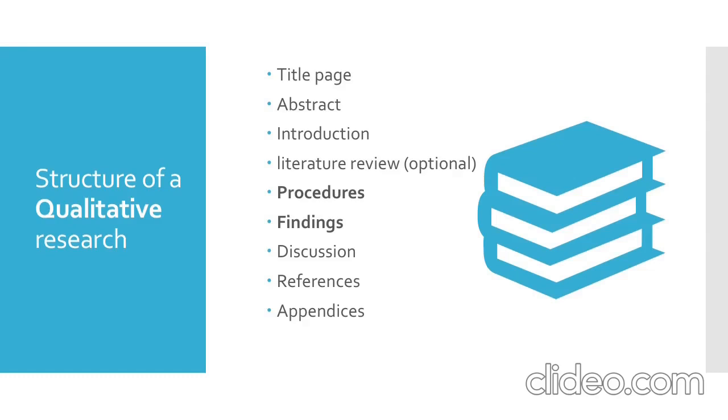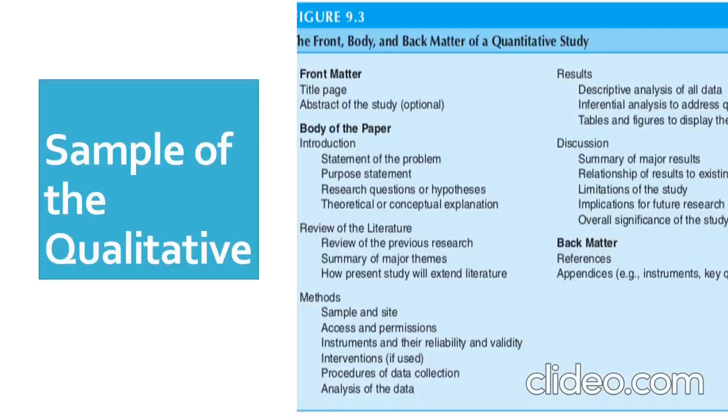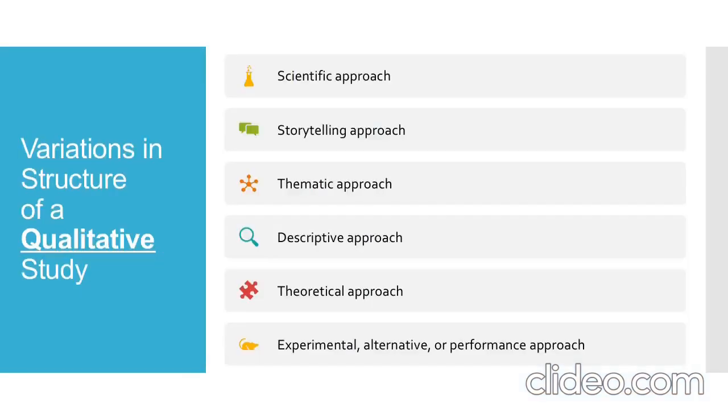Let's take, for example, the report of findings. Some forms of qualitative reports will emphasize description, whereas others will focus on themes or personal interpretations of findings by the author. Another characteristic is that the structures for reporting continue to emerge. Now let's move to the variations in structure of a qualitative study.